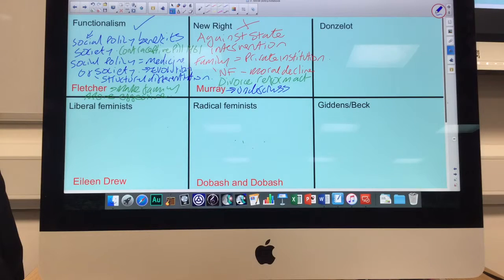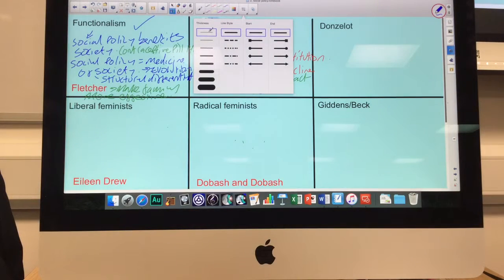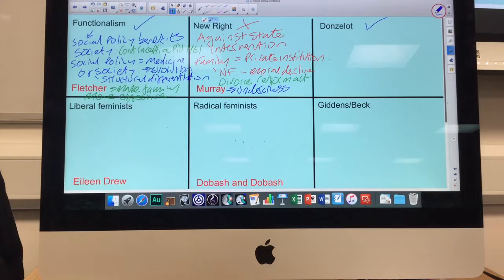Next one along is Donzelot. In the back row, we were talking about this earlier on. So Lauren, do you want to help me out with this? What do you think? Positive or negative? Yeah, so let's talk about it. Do you remember what he was generally talking about? How people regulate behaviour. Cool. So whose theory was he using?